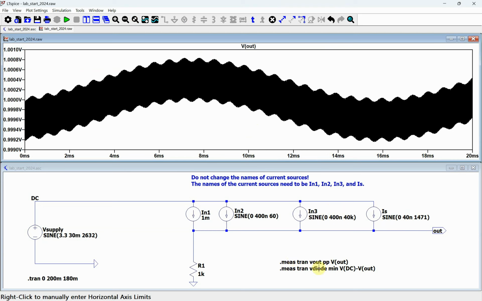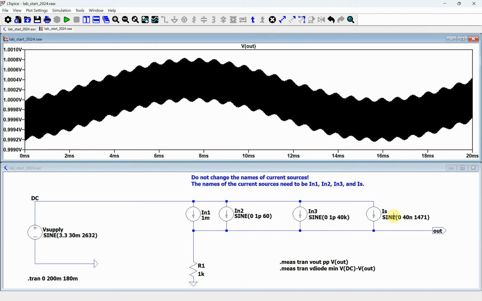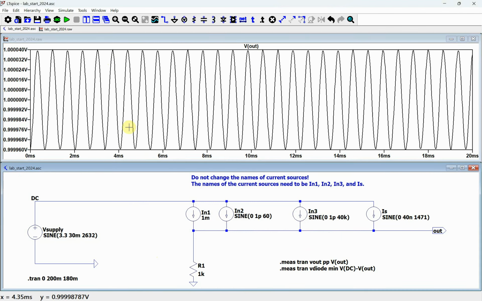So we want to look at what the specs are. What we want to do is measure the voltage signal and then the noise signal. First of all, for the voltage signal, we're basically going to turn this off by just making it 1 picoamp and leave this one at the 40 nanoamps. If we run this, you see we really just have our signal.